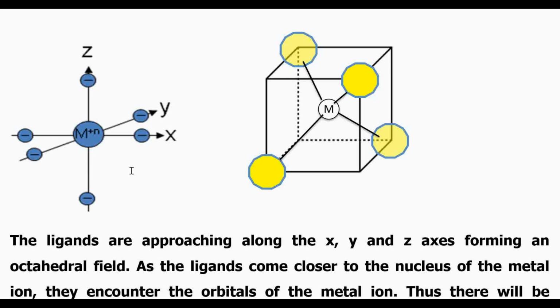All these 6. Now why did I show these 6 negative charges on the 3 axes, on opposite sides of the 3 axes? Because you have to understand that these charges repel each other, and therefore they will try to approach the metal ion from the path which gives them minimum repulsion. So these are the positions from which, if they approach the metal ion, the repulsion between these negative ions will be minimum.